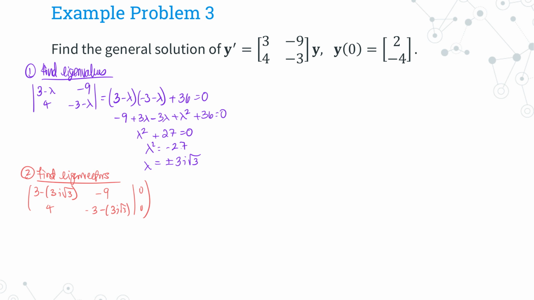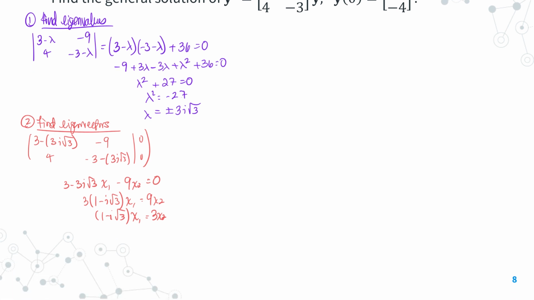So probably the easiest thing to do here is to look at the first row, and again, we're going to be able to factor out a 3. So we have 3 minus 3i root 3 x1 minus 9x2 equals 0. And that means if we factor out a 3, we get 3 times 1 minus i root 3 x1 equals 9x2. And now we can divide both sides by 3. And 1 minus i root 3 x1 is equal to 3x2. Scroll up a little here, and that means that our eigenvector is, well, x1 is going to be 3, x2 is going to be 1 minus i root 3. And there's our eigenvector. And again, it's just figuring out what makes each side equal the other. So we have a 3 and a 1 minus i root 3.